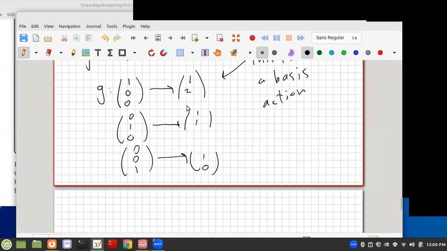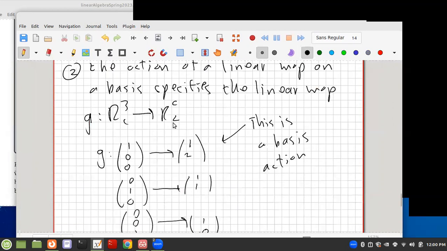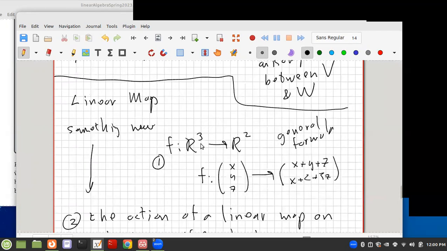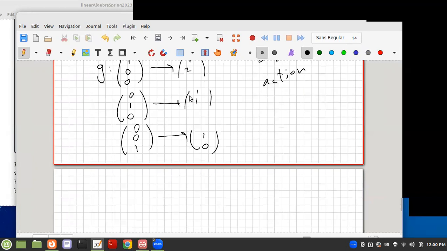Now, one thing you know right away is R2 is two-dimensional, right? Its basis would only have two vectors. So these vectors here can't be linearly independent, because there are too many of them. But G is still a linear map, it's just not going to be one-to-one, because of that. Okay, we'll see that later on. But let's see the idea here. This is a basis action. What's the general formula? That's what I could ask you. Say, what's the general formula for G?